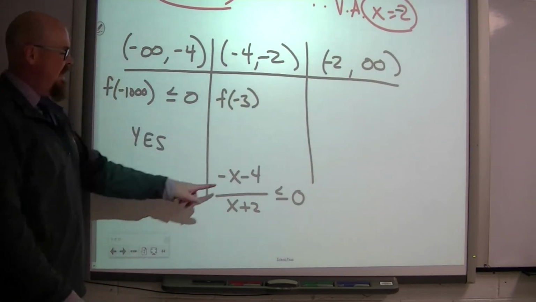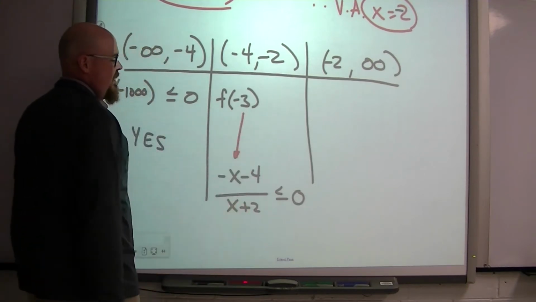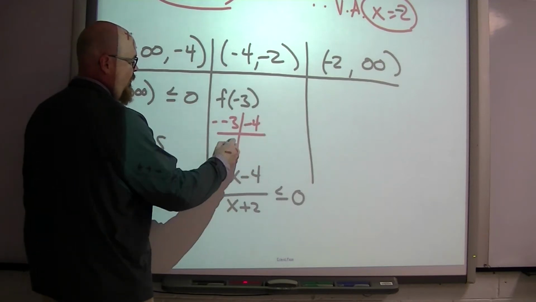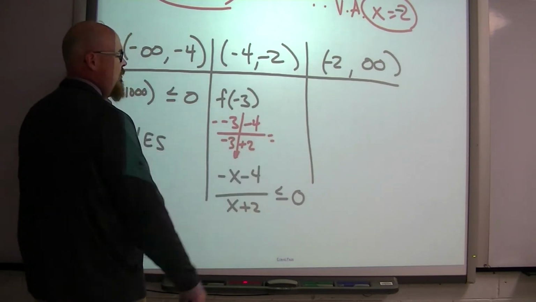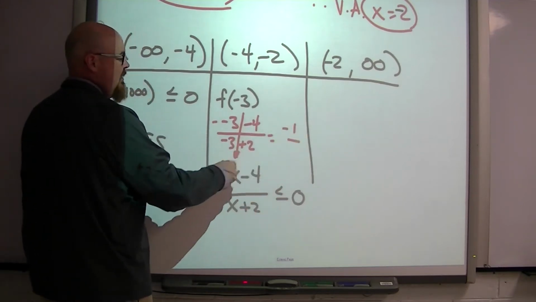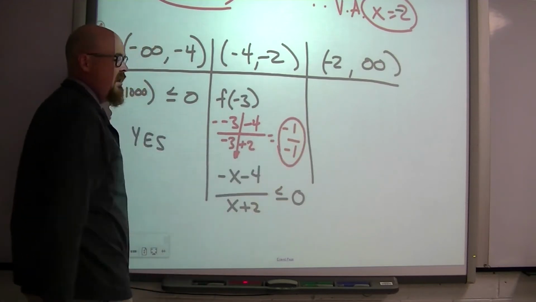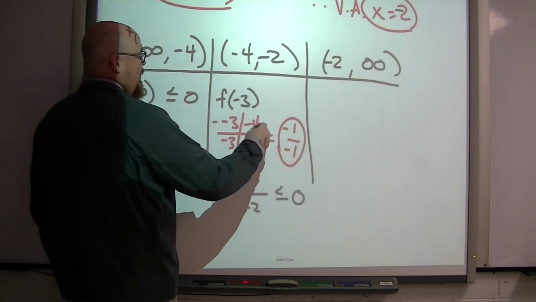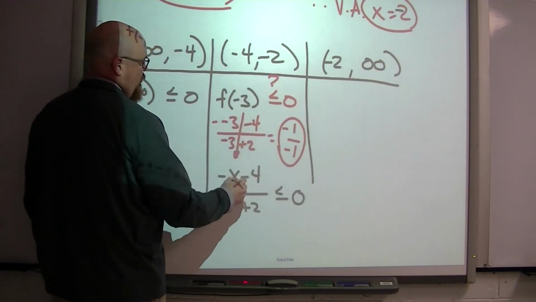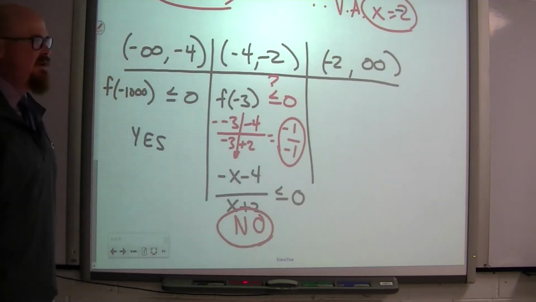Okay, yes. Pick a number that falls in here. -3. If I plug -3 in here, you can scratch the math out real quick. If I plug -3 in here, that's the opposite of -3 minus 4 over -3 plus 2. What do we get? +3 minus 4, which is -1. -3 plus 2, which is -1. What's a negative over a negative? Positive, right? Is that less than or equal to 0? No. We're not going to include that interval.